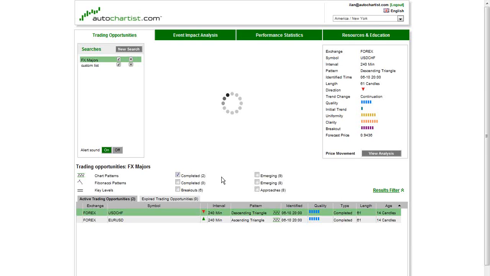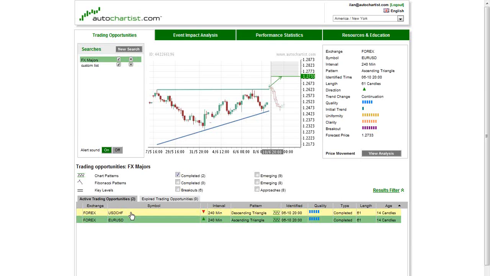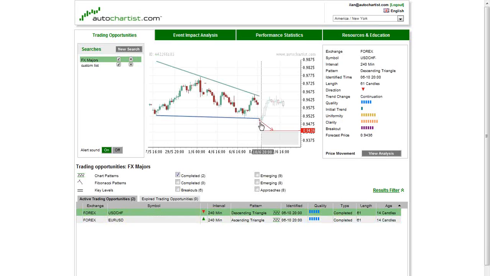So let's look at this first opportunity, which is US dollar Swiss franc. We see that this opportunity is 14 candles old. You see it on the bottom right. So it is slightly old, and the way that's displayed in Autochartist is the fact that there was a breakout through a support level. Autochartist gave a forecast that it thought the US dollar Swiss franc was going to move to 0.9436. However, it turned around again, but it looks like it's once again heading towards 0.9525. So Autochartist believes that this opportunity is still tradable, and it could be an opportunity to go short on US dollar Swiss franc down to 0.9436.